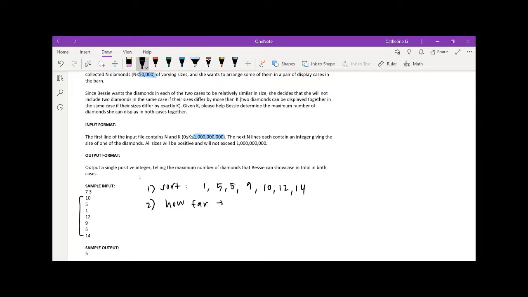So basically what this means is if we look at 1, K is 3. So the largest diamond that can be in a case that starts at 1 is size 4. So it can only go up to here. And then for 5, we can only go up to the other 5. And for example, for 9, we can only go up to 12. So yeah, that's what this means.